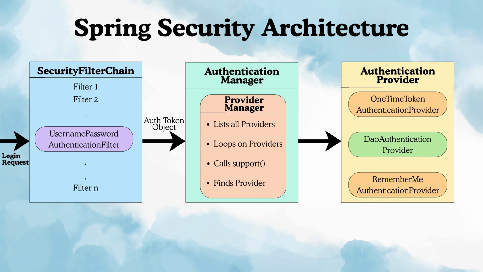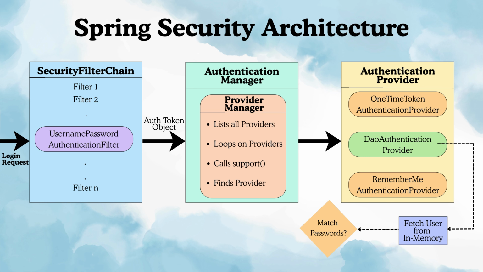DAO authentication provider is the one that contains the core logic. This is where actual credential matching happens. Inside this provider, the username is used to fetch user details from in-memory, and the password entered by the user is compared with the password in these user details. So if the password matches, the authentication is successful. If it does not match, then a bad credentials exception is thrown. This is the whole login based authentication architecture.